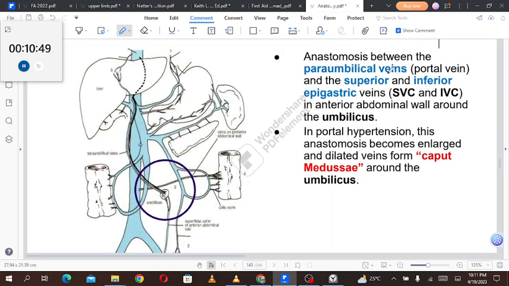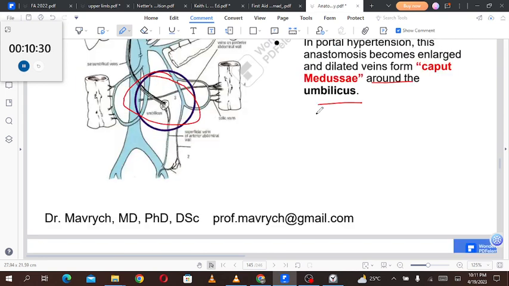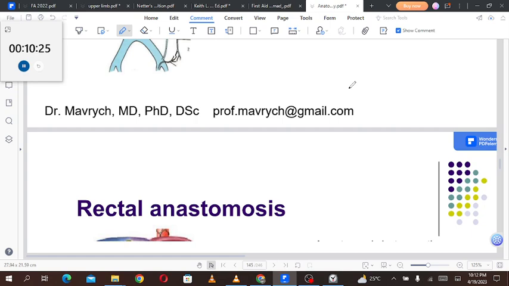Umbilical anastomosis. The anastomosis between the paraumbilical veins, the portal veins, and the superior and inferior epigastric veins, superior vena cava and inferior vena cava, in the anterior abdominal wall around the umbilicus. In portal hypertension, this anastomosis becomes enlarged and dilated veins form caput medusae around the umbilicus. So this is the site, and there will be caput medusae. Caput medusae is like a lot of dilated veins around the umbilicus.